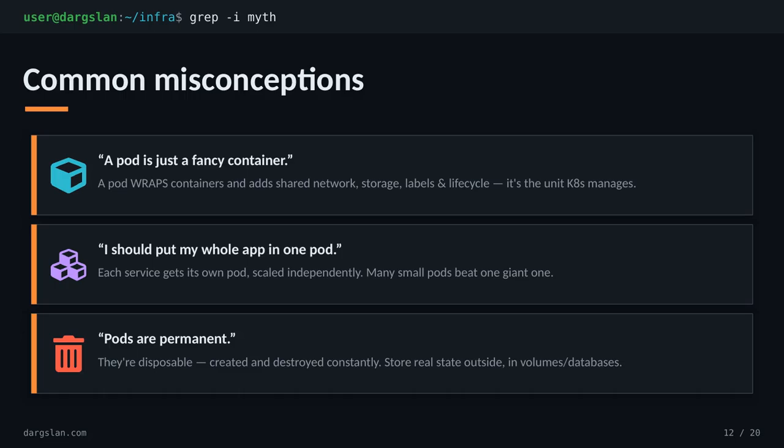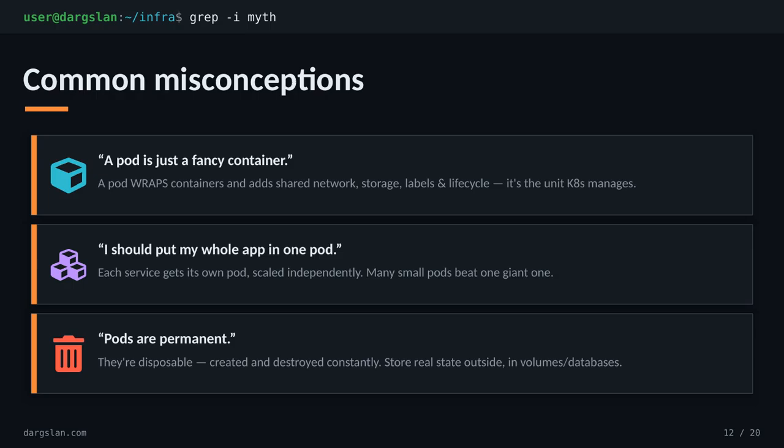Before we move on, let's clear out 3 myths that trip almost everyone up. First, a pod isn't just a fancy container. It wraps containers and gives them shared network, storage, labels, and a life cycle. Second, don't cram your whole app into one pod. Each service gets its own, so you can scale them independently.